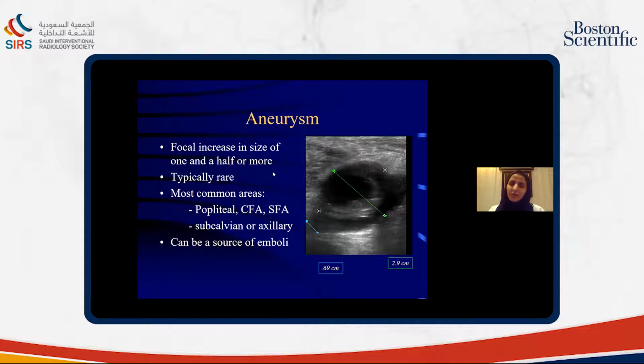Also, we do the duplex scan to rule out aneurysm, a focal increase in size of 1.5 or more. This is the vessel here, and the size of the vessel increases to about half. Most common types are in the popliteal and common femoral artery; superficial femoral artery and subclavian artery can be a source of emboli.